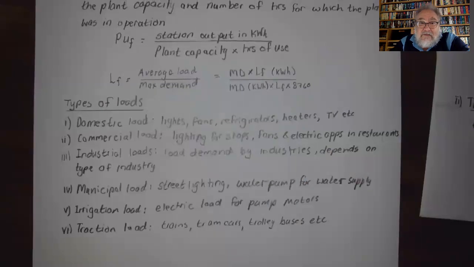Now we look at the types of load that we can get. We have a domestic load, which is lights, fans, refrigerators, heaters, TVs, and so on. Then a commercial load is lighting for shops, fans, and electric applications in the restaurant. Industrial load is a load defined by industries depending on the type of industry. Municipal load: street lighting, water pumps for water supply. Irrigation load: electric load for pump motors, and traction load: trains, tram cars, trolley buses, and so on.